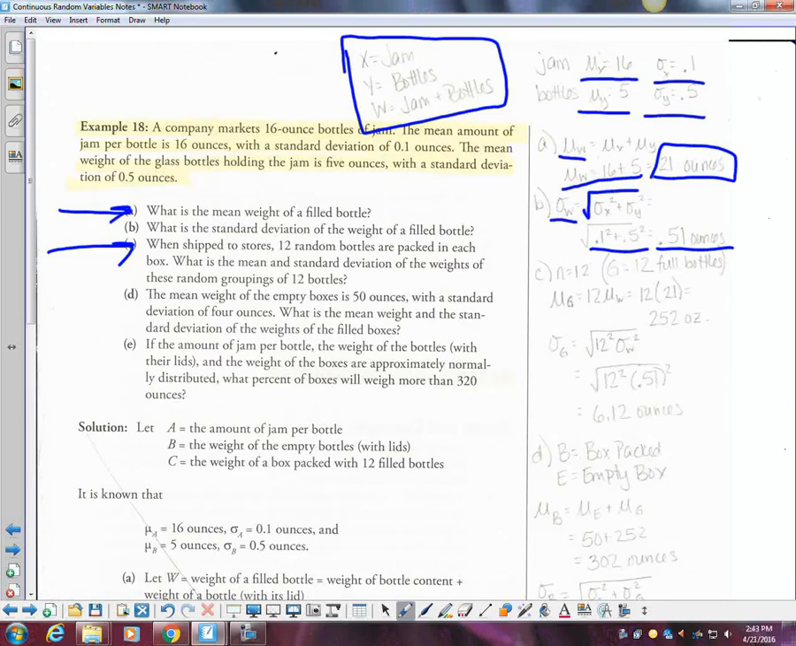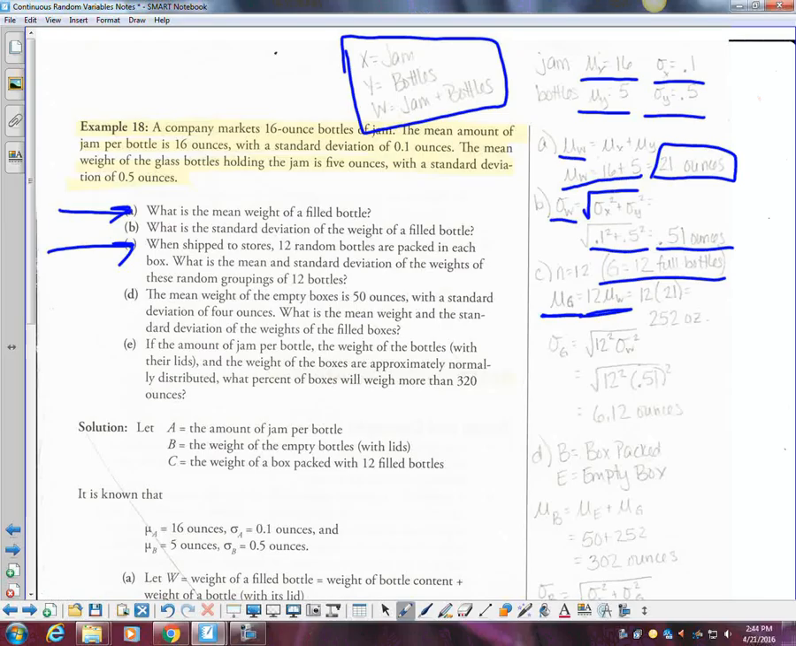Okay, so I've got G, a new variable, and I define G as 12 full bottles. The mean of G equals 12 times the mean of W. Who is W again? The jam and the bottle. So now I have 12 of them. So that's just 12 times the mu, so 12 times 21 is 252 ounces.